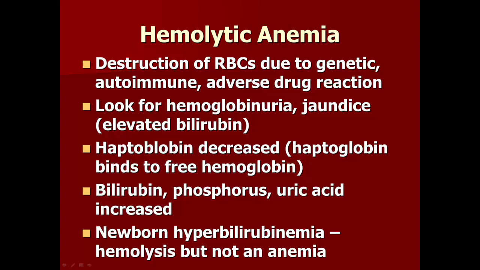Bilirubin comes from the breakdown of those red blood cells and has to be processed by the liver, so it tends to be increased, as well as intracellular contents from the red cells may be elevated in the circulation. So you may see an elevation in phosphorus levels. You may see an elevation in the uric acid level if there's a lot of hemolysis. And you may also see an elevation in the potassium level if there's a lot of hemolysis.